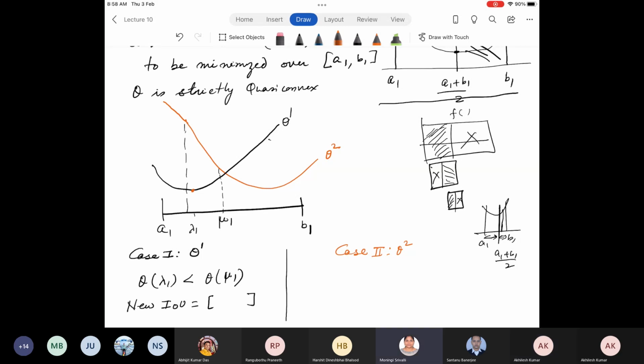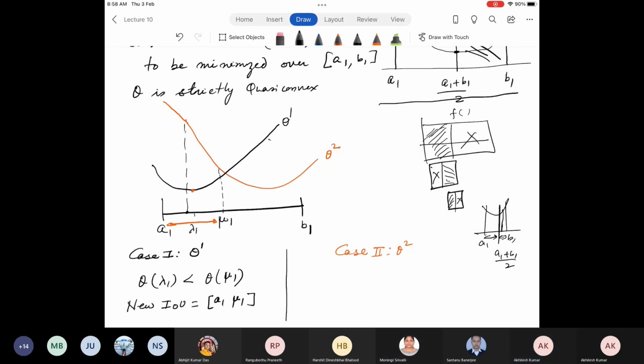A1 to lambda 1. See again, try to understand. We want to give an interval where the minimum can lie, right? Which one is the minimum? Always keep in mind, wherever you are getting the minimum, that cannot be the end of your interval of uncertainty, but it should be contained in the interval of uncertainty. So your interval of uncertainty here is A1 to mu1. Does that make sense? Yes, sir.